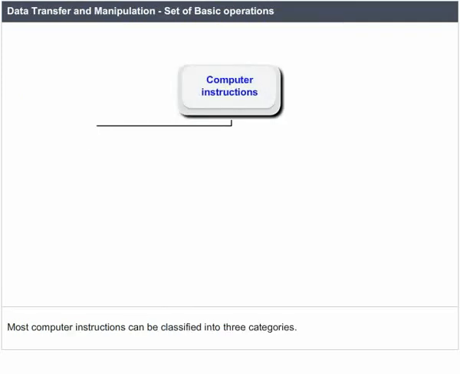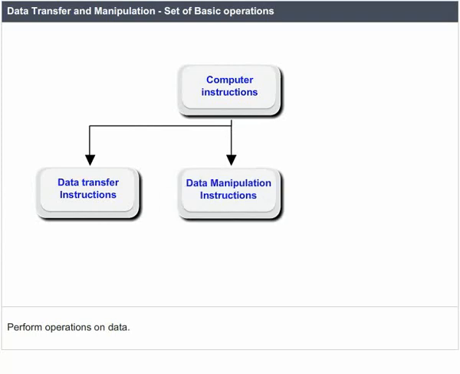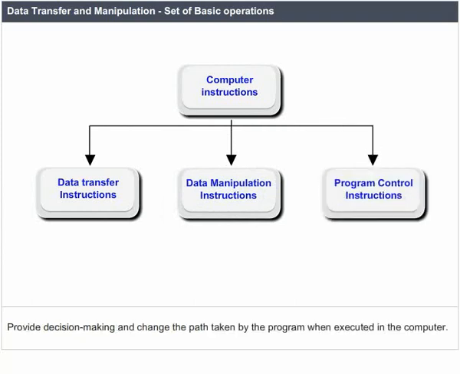Data transfer and manipulation. Set of basic operations. Most computer instructions can be classified into three categories. Data transfer instructions, transfer of data. Data manipulation instructions, perform operations on data. Program control instructions, provide decision making and change the path taken by the program when executed in the computer.